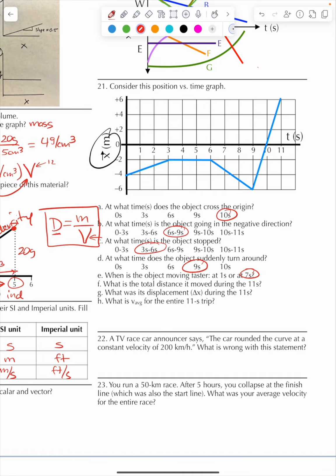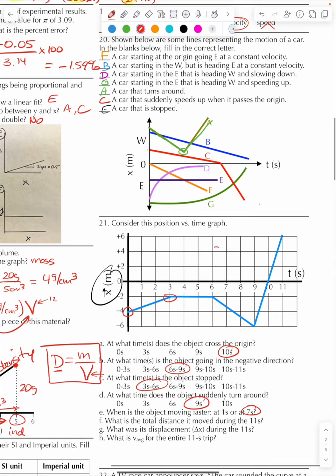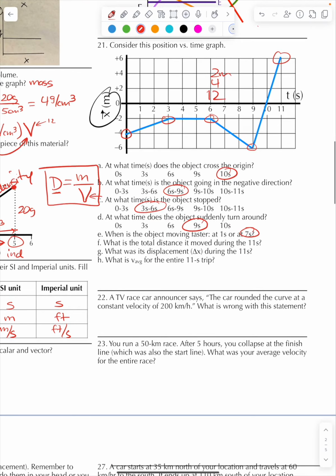So notice we start at -4 and we end at -2. So we've moved 2 meters so far. But then from here to here, we've moved 4 more meters. Then from there to there, we've moved another 12. So altogether, we've moved 18 meters. Not so important for things.